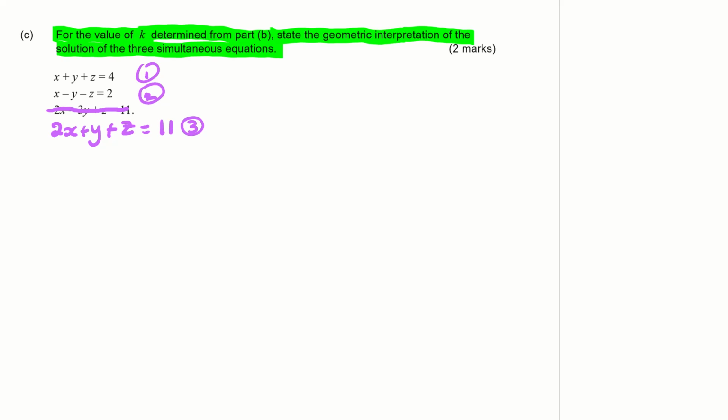So let's do equation 2 plus equation 3. So if we do that, we can see that we just get 3x is equal to 13. The y's and the z's both disappear.